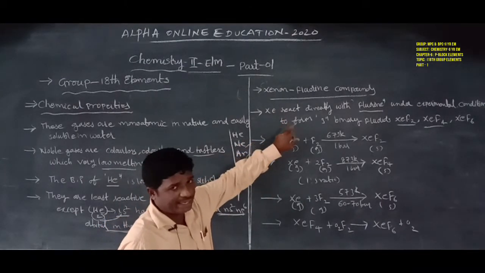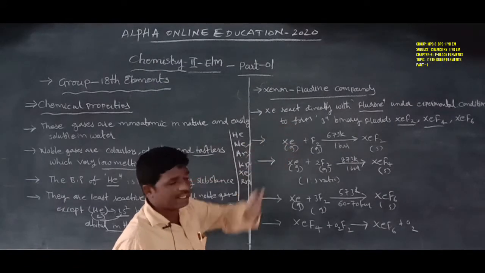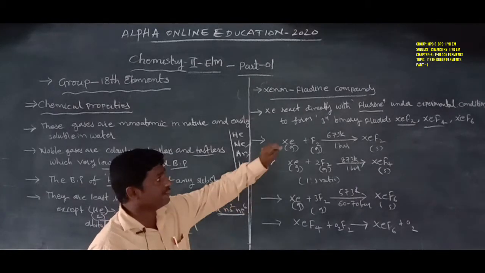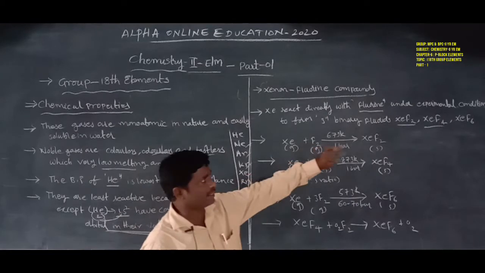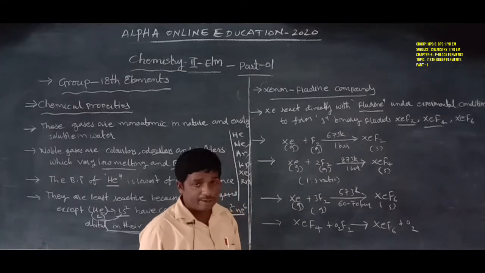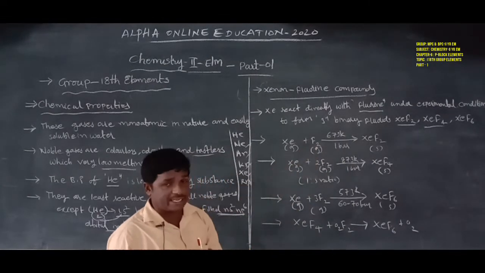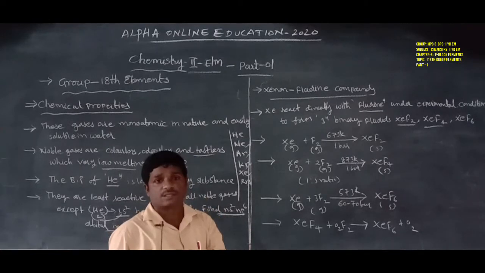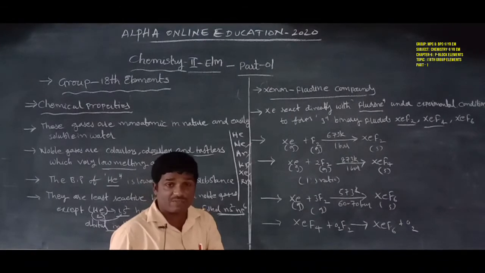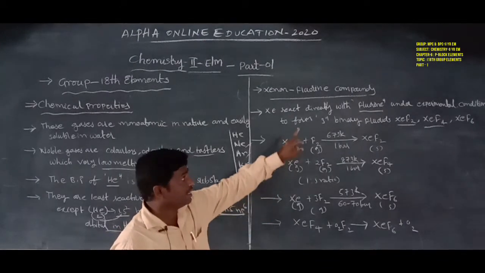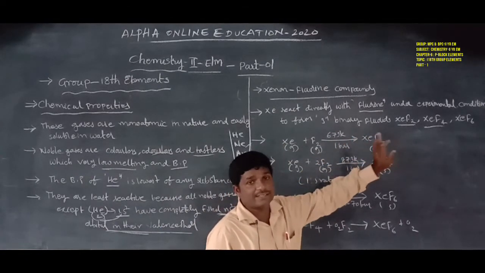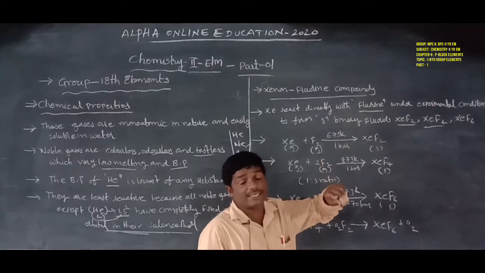Xenon reacts directly with fluorine under experimental conditions to form 3 binary fluorides: xenon difluoride, where di means 2; xenon tetrafluoride, where tetra means 4; and xenon hexafluoride, where hexa means 6. Those are the 3 binary compounds.